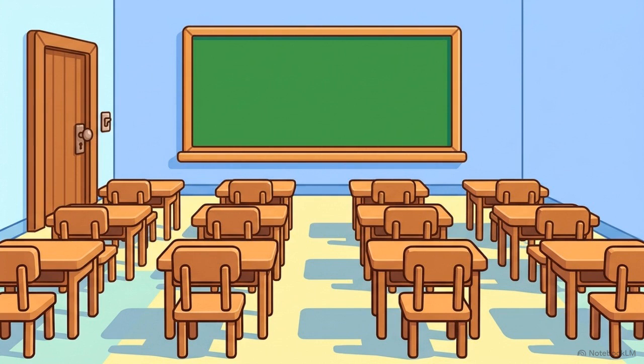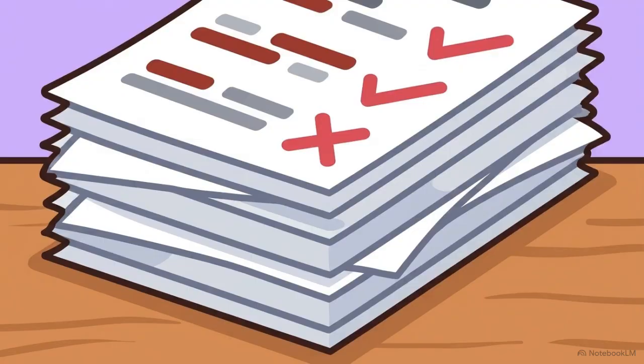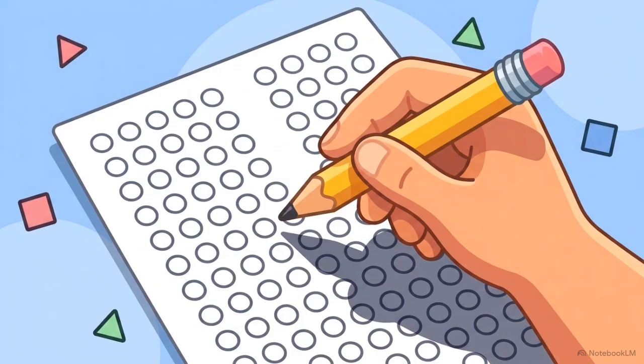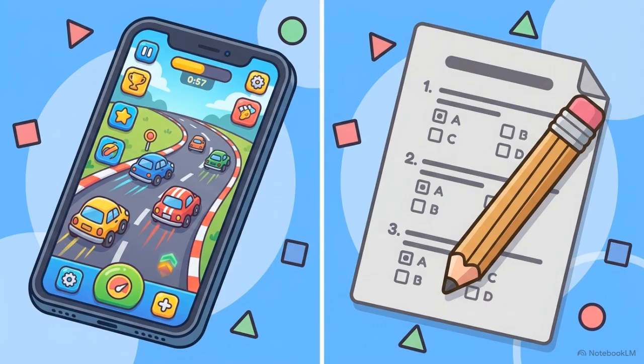Picture a classroom on a Tuesday morning. The door shuts, the room goes silent, and a stack of photocopied paper hits the front desk. This is the traditional pop quiz, a moment defined by psychological dread and the immediate loss of natural curiosity. A static, black and white sheet of paper struggles to hold the attention of a digitally native student. Their baseline for engagement involves constant feedback and motion, features that a paper test lacks entirely.